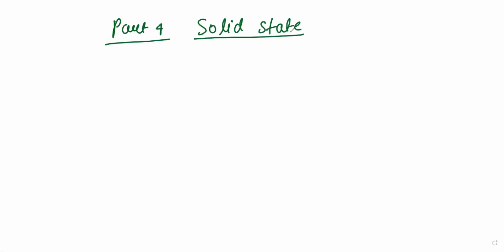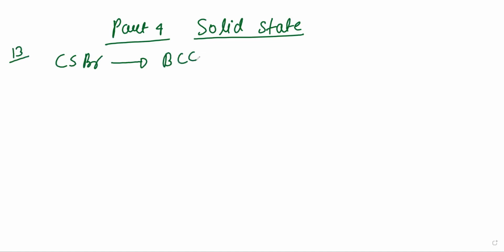So today we will study about the solid state, part 4. Solid state. Question number 13. Cesium bromide, CsBr, crystallizes in a body centered cubic lattice, BCC.